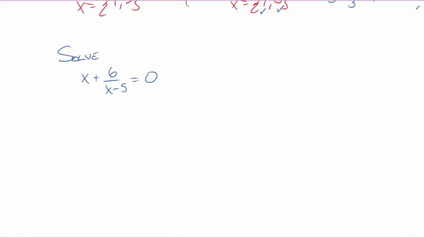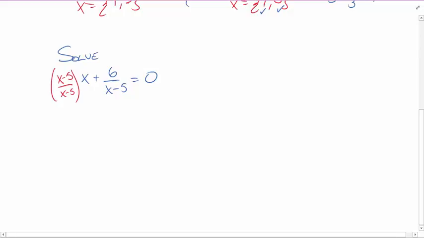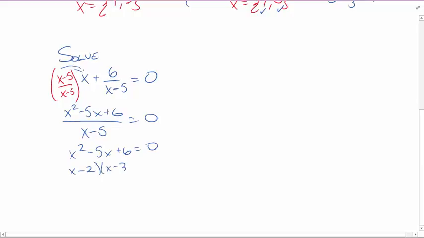Again, there are multiple ways of solving here. Your call. What I would do is create a common denominator of x minus 5. I'm going to multiply the first term by 1, but hidden in there is an x minus 5 over x minus 5. I've now created a common denominator of x minus 5. I would distribute this x. I would get x squared minus 5x plus 6 equals 0. Multiply the denominator over. When I factor, I get two solutions. I get 2 and I get 3.